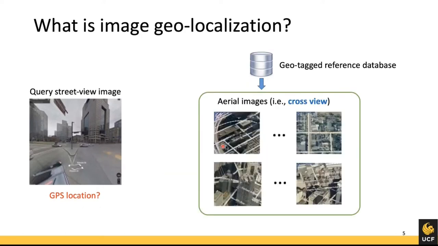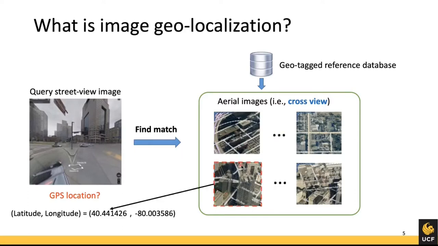We can also build this reference database from another view. Not necessarily the same street view, we can also collect the reference images from, for example, aerial view or satellite view. All these aerial view images are also geo-tagged, so the procedure is the same. We find the best match, and we use the GPS tag as the prediction for the query image.